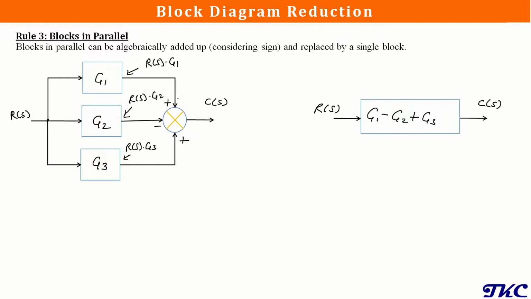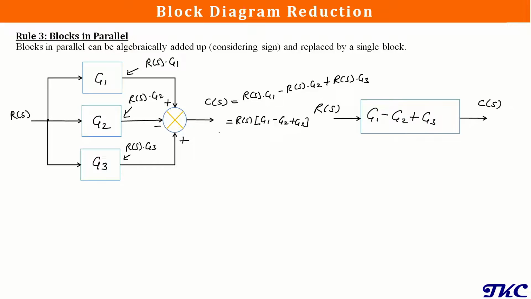Now all these signals will be added up at the summing point, and we will be getting C of S as R of S into G1. Then the second signal, that is R of S into G2, is negative, so it will be minus R of S into G2. And then the third signal is positive, so it will be R of S into G3. Now from this equation we can take out R of S common, and the things left inside the bracket will be G1 minus G2 plus G3.